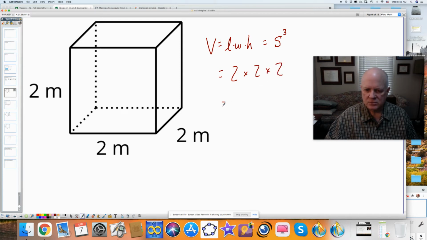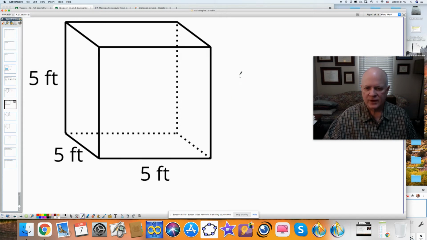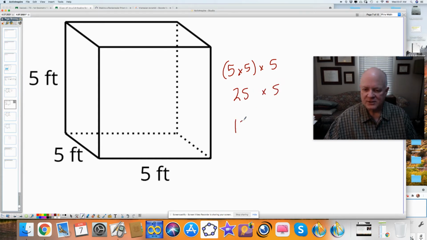So I did it mentally. I did 2 times 2 times 2, and I said it's 8. This is meters times meters times meters, so my units are meters cubed. And that's the volume. On the next one, 5 times 5 times 5. What some students did was multiply 5 times 5 times 5, so if you have 5 quarters, basically, is what they're asking. How much is 5 quarters? It's $1.25. And this again is units cubed, so it's feet cubed.